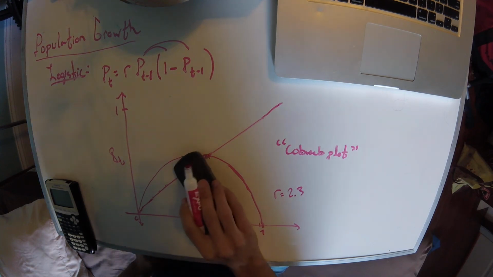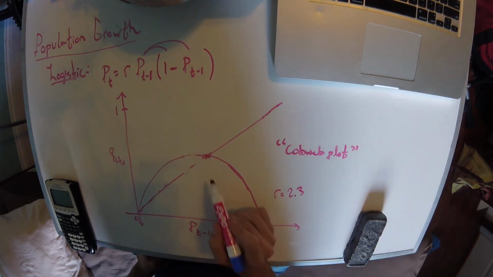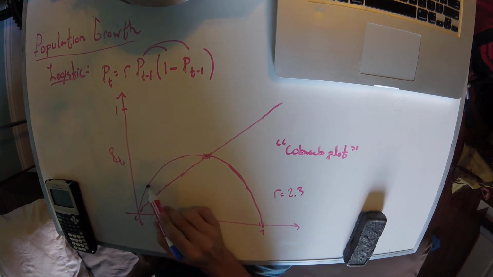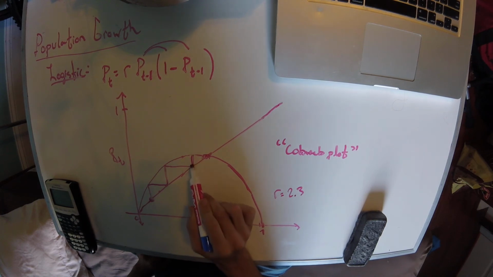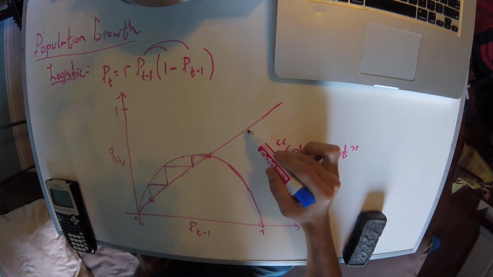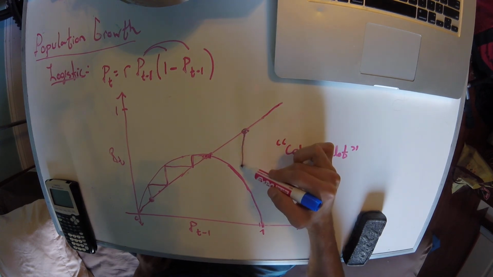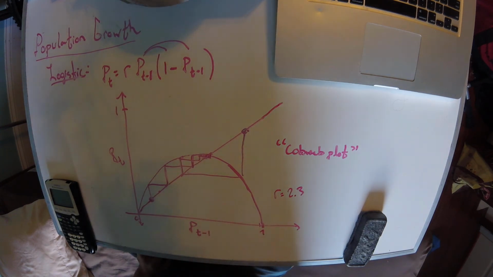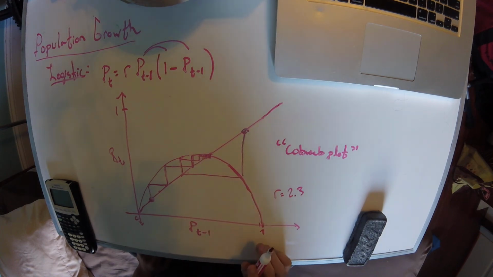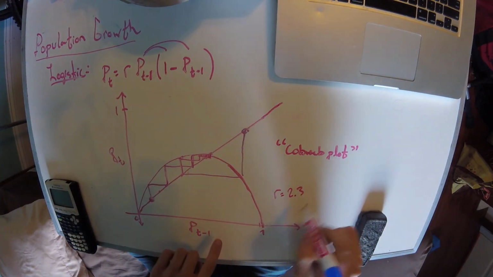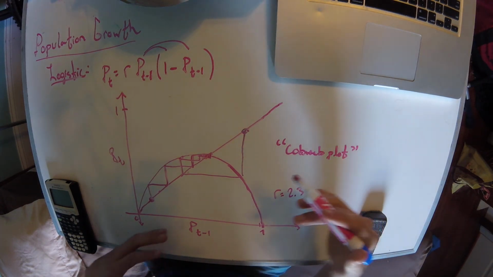Interestingly enough, if we were to start at a different value for the population, let's say we started at like 0.1, then we'd go up, over, vertical, horizontal, vertical, horizontal, and we'd get there nonetheless. Similarly, if we started with a population of like 0.9, that would be here. We'd go vertical, horizontal, vertical, horizontal, and then we're back at our fixed point. So no matter where you start, you just end up back at this fixed point. So this shows how this fertility rate will end up with a stable population size.